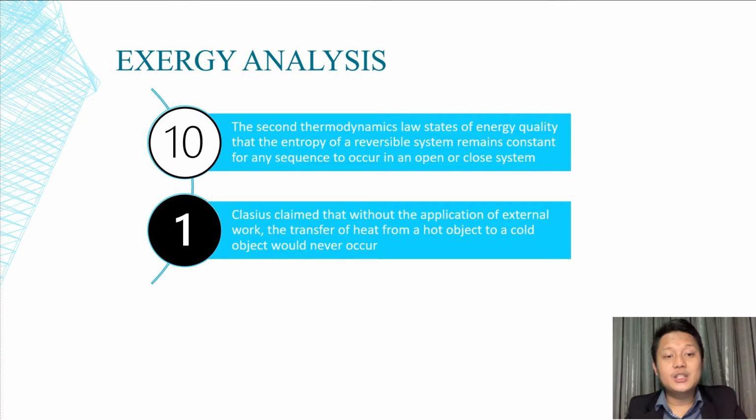The last is exergy analysis. The second thermodynamic law states of energy quality that the entropy of a reversible system remains constant for any sequence to occur in an open or closed system. Lectures claim that without the application of external work, the transfer of heat from a hot object to a cold object would never occur.